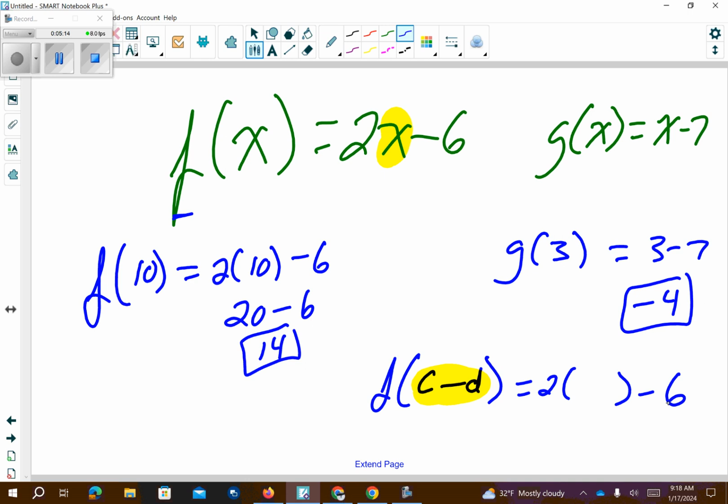So on this one, what I'm going to do is, because I have C minus D and there's no C or D's in my problem, that means wherever I have X, I'm going to put C minus D in place of it. So I just plug it in here. Technically, you should distribute over. And this is your answer. So you're plugging 2 variables in for a single variable on this particular one. Okay?